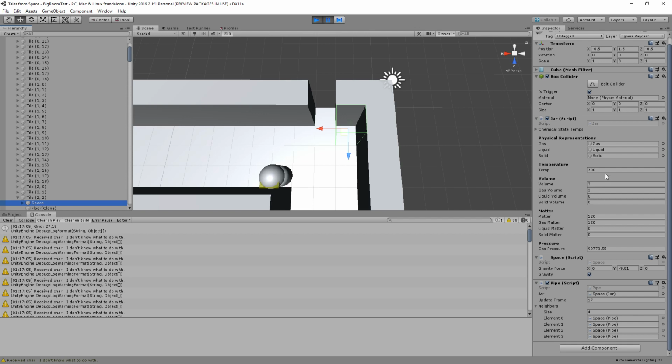It just so happens that the jar has visual representations of things like fluids and stuff attached to it, and the space kind of manages the interactions between the jar and the visualization of the jar and the pipe, which handles airflow. And I've named it pipe because I was working on actual piping, like a pipe.